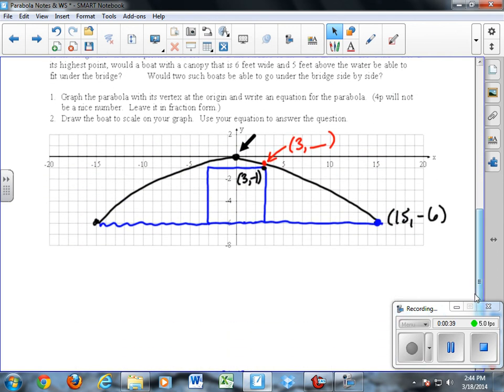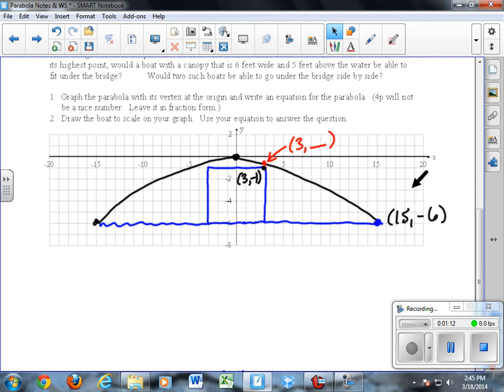Whenever you do a story problem, you can graph the figure involved wherever you want and pick a location that's most convenient and easy to work with. So I decided to pick the vertex to be at the origin in this grid. I just arbitrarily picked that. Then I would need to go 6 feet down to the surface of the water, and since the bridge is 30 feet wide at the base, I would be going 15 in either direction, which makes this point right here have the coordinates (15, -6).